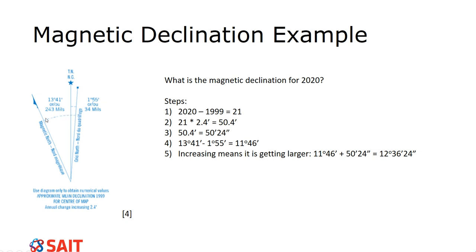We have the angle all the way across from the grid to the magnetic, and then we have the angle from the grid to the true north. So all we need to do is remove this portion, and then we can calculate what's in here. So that is the original magnetic declination.